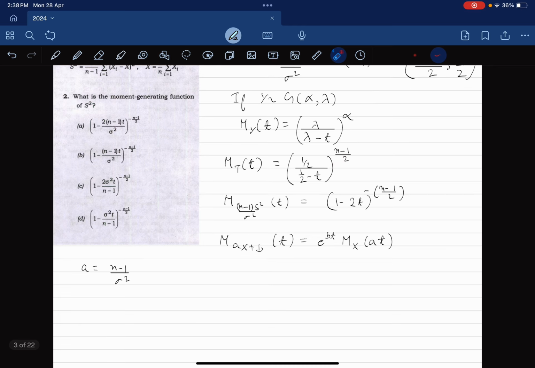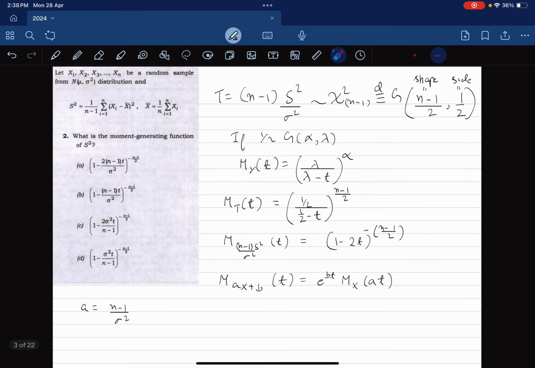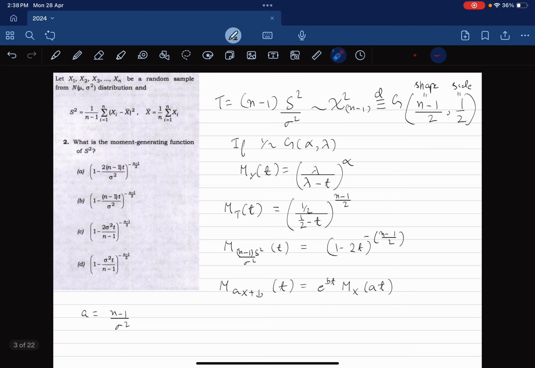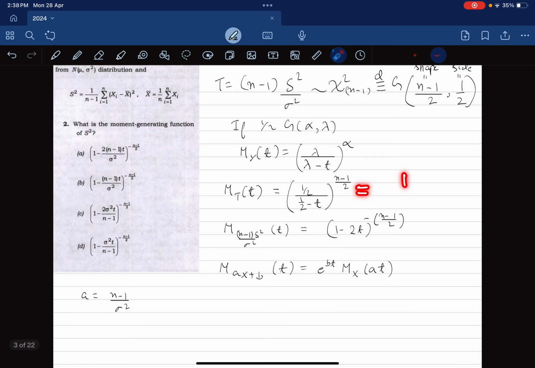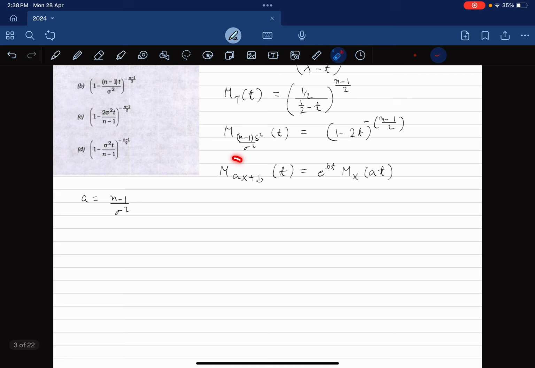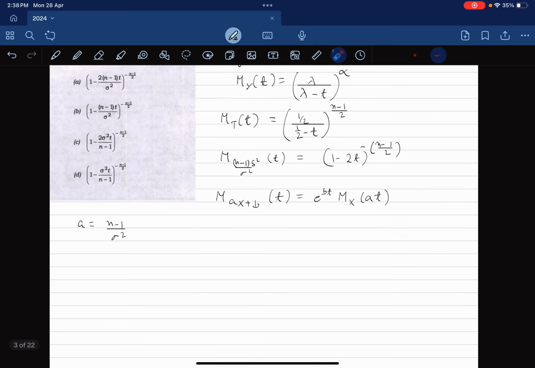I'll substitute the value for t, n minus 1 s square over sigma square of t. So this will be 1 over 1 minus 2t to the power n minus 1 by 2, and when I invert it, it will become minus n minus 1 over 2. So this is another formula. I'll provide the proof for this later in the video.